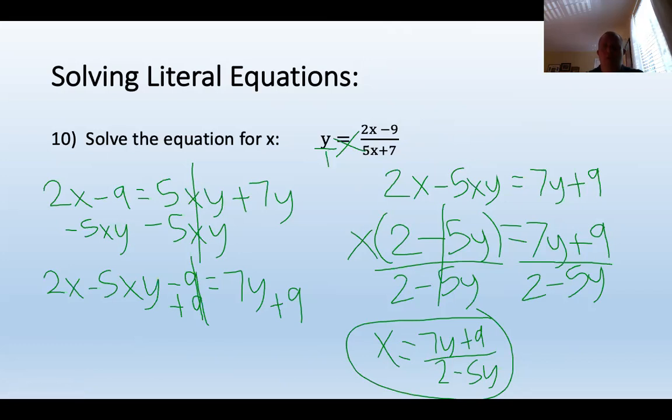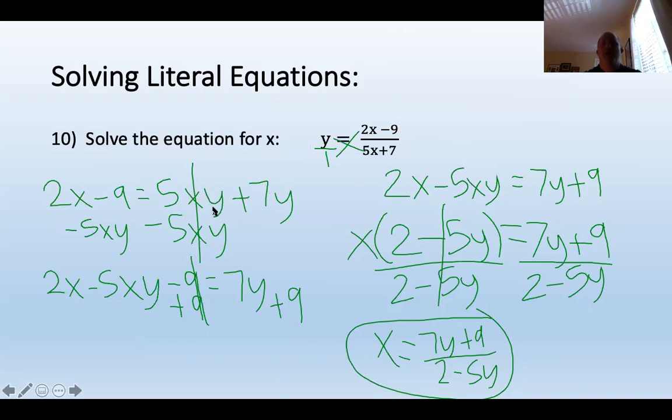And the way to solve a proportion is to cross multiply and set your cross products equal to each other. So when we multiply 1 by 2x minus 9, we get 2x minus 9 equals, then the y needs to distribute to both terms. So 5x times y is 5xy, and y times 7 is 7y. So we have 5xy plus 7y on our right side.